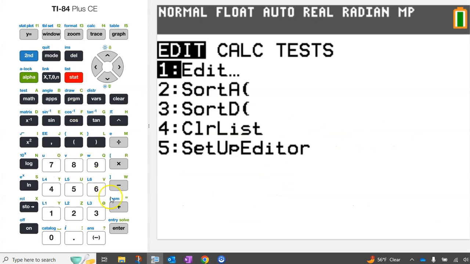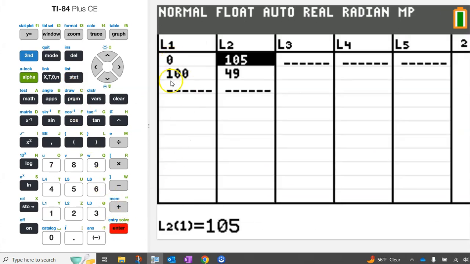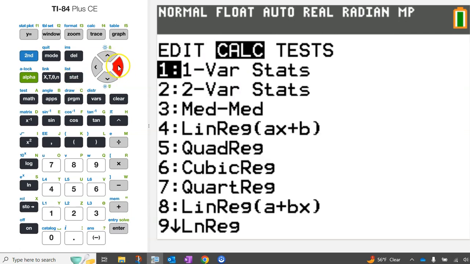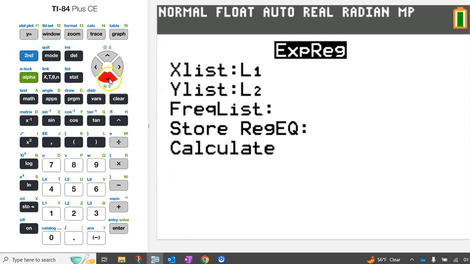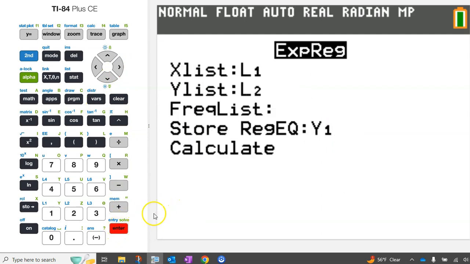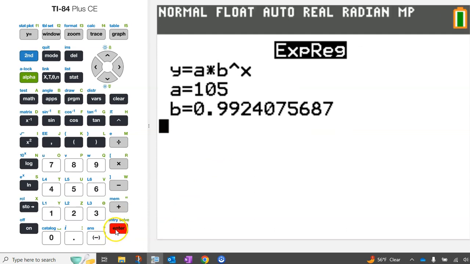Hit stat and enter. Enter your input values and your output values. Then hit stat again, switch over to the calculate menu. And we want exponential regression, which is option 0. So either scroll down or you can just hit 0 if you remember that. Just in case we need it later, let's store this regression model in Y1. Hit vars. YVars. Enter. Enter. Enter a couple more times to get the regression model. And kabam! A is equal to 105 and B is 0.992.